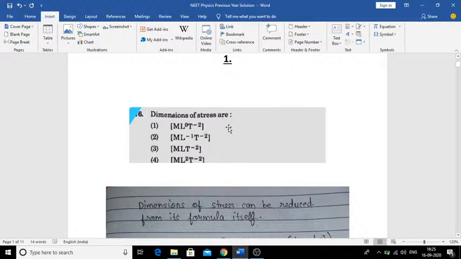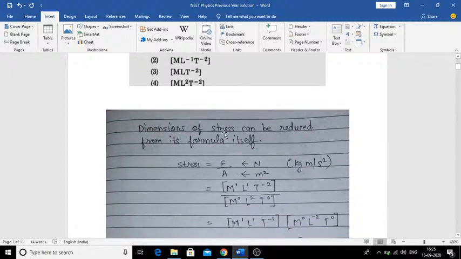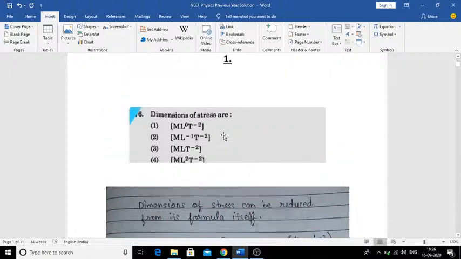So the main thing that we have to do here is remember the basic dimensions or basic units. For these kinds of numericals, we have to always remember the basic things like basic units and basic dimensions, those fundamental dimensions and fundamental units, okay. So I have done the same thing. I know the formula of stress, okay.